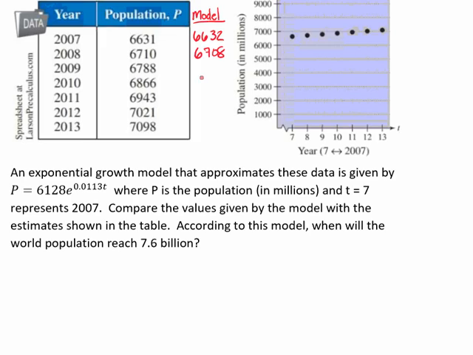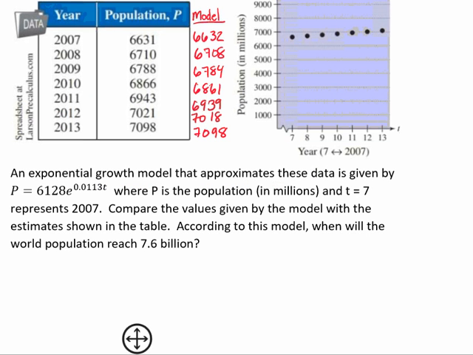Now, if we continue with our table and writing down the remainder of our data, we get our model. Our model are these following numbers. So as we can see with our model, we're very, very close to these estimates, especially in 2013 where we hit the model exactly. So we're very close.